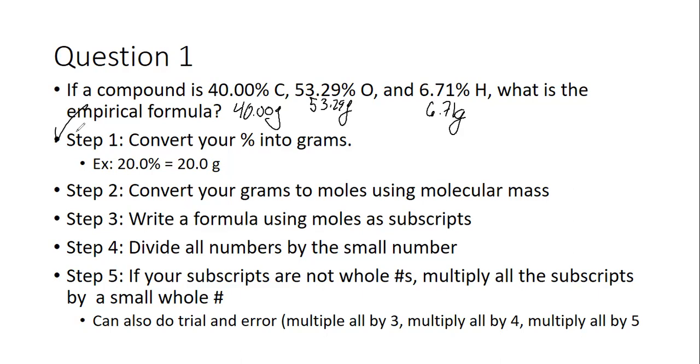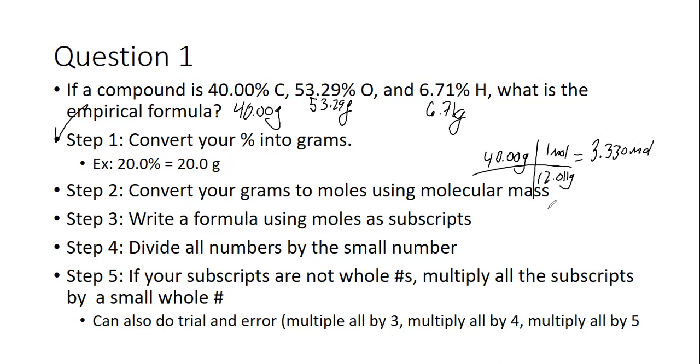Step 2, convert these into moles using molecular mass. Let me get my answer sheet up here so I don't have to convert these all on the fly. So for carbon, I have 40 grams of carbon. The molecular mass of carbon is 12.011 grams for 1 mole. So the number of moles of carbon I have are 3.33 moles.